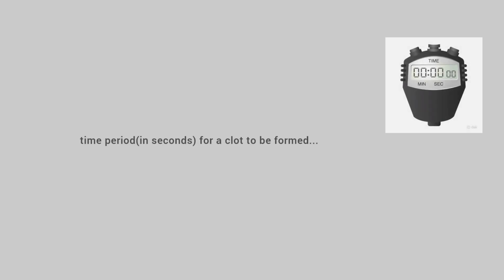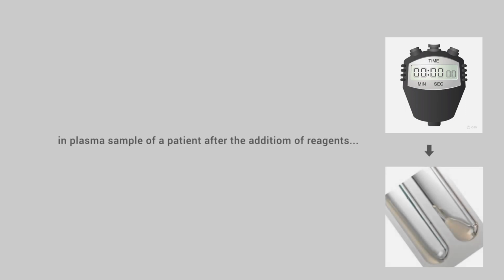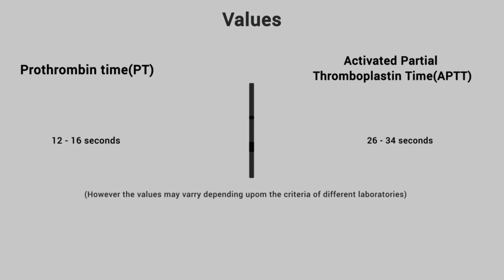The tests PT and APTT are usually a measurement of the time period in seconds for a clot to form in the plasma sample of a patient after the addition of reagents specific for PT and APTT. Normal values of PT and APTT are given here.